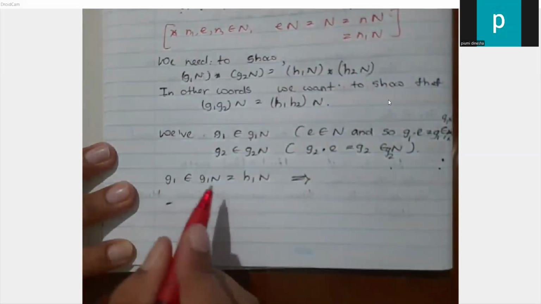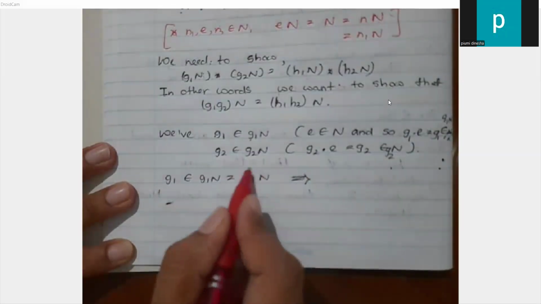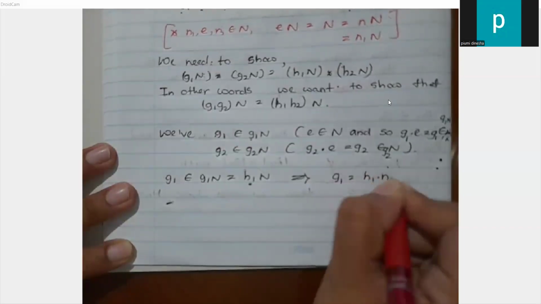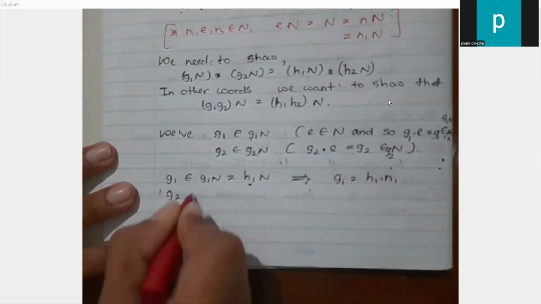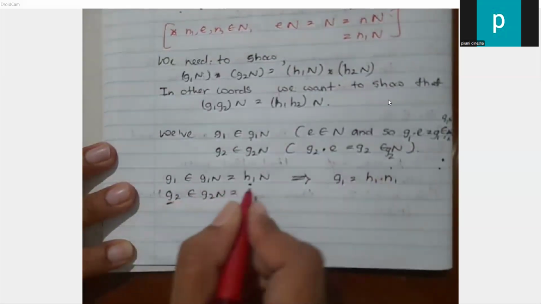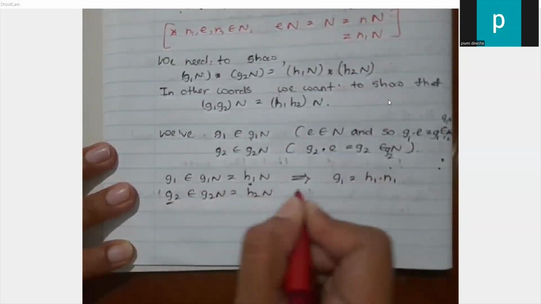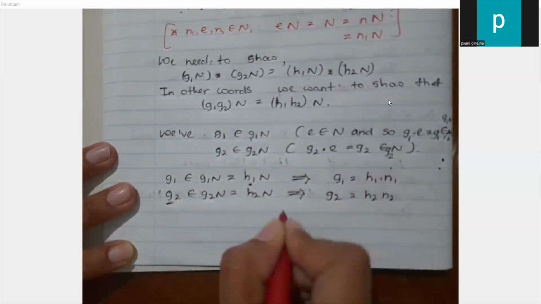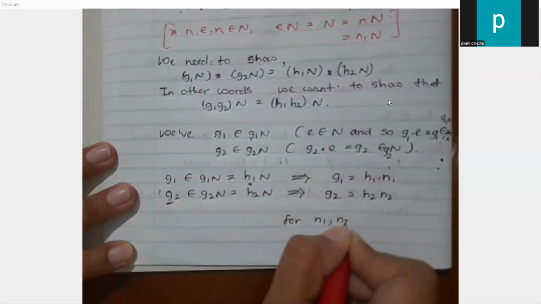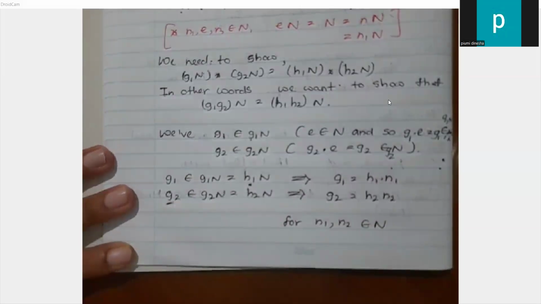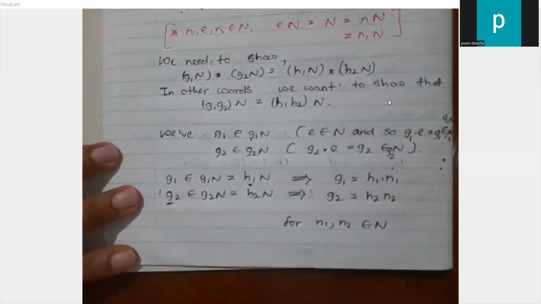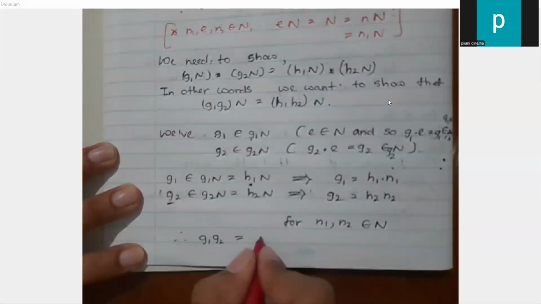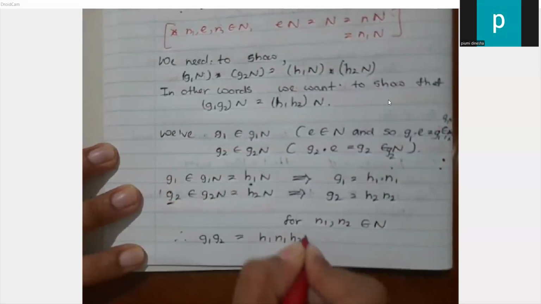This implies now g1 is an element in h1N as well. So we are taking this representative and we will write g1 as h1 times n1. And because g2 is an element in this left coset g2N, which is equal to h2N, we can write g2 as h2n2, for n1, n2 elements in the normal subgroup N. Right? Therefore, we see that g1g2, this product, is now equal to h1n1h2n2.